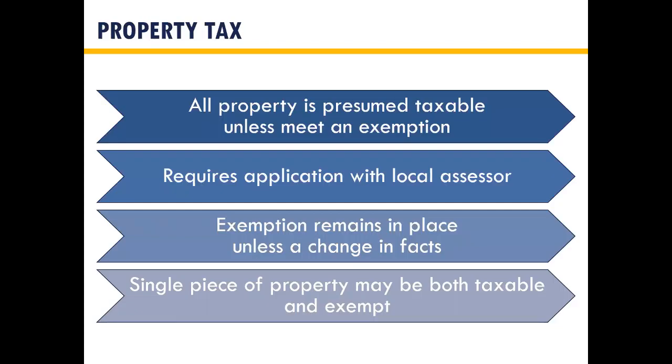So again, following along with that state and local reporting is property tax. And property is presumed taxable unless it meets some sort of state or local exemption. And the requirements here apply with a local assessor, and an exemption remains in place unless there's a change in facts. And then the last note on here is that a single piece of property may be both taxable and exempt. So you can have a building or another piece of property that is being used for exempt purpose and may not have the property tax assessed on it, and say another portion of that building be taxed.